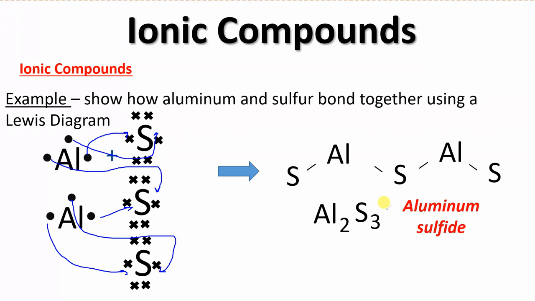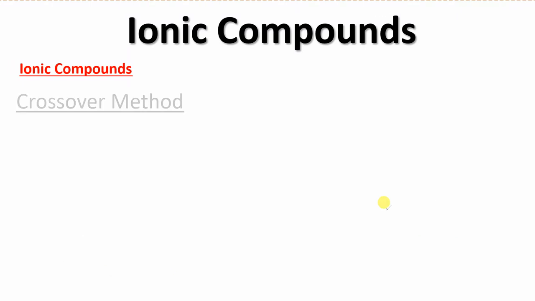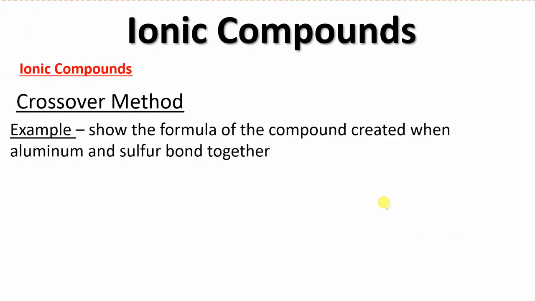This method started nice, but it's starting to get a little complicated. So we do have an easier way of doing this, and it goes back to those stable charges on the periodic table earlier: the crossover method. Let's just do an example and we'll talk about how this works.